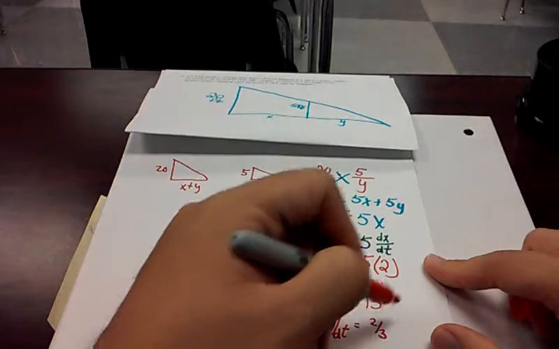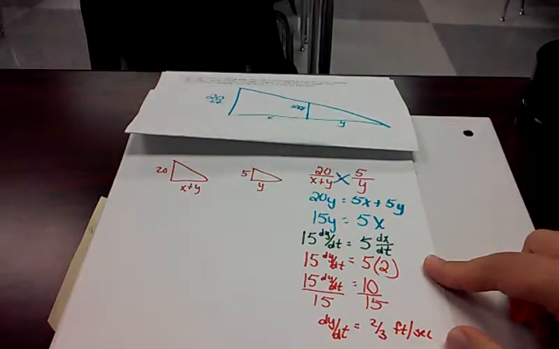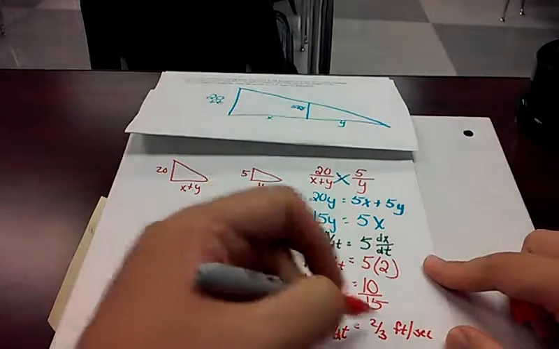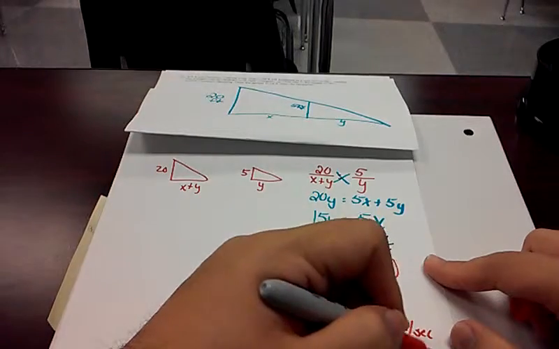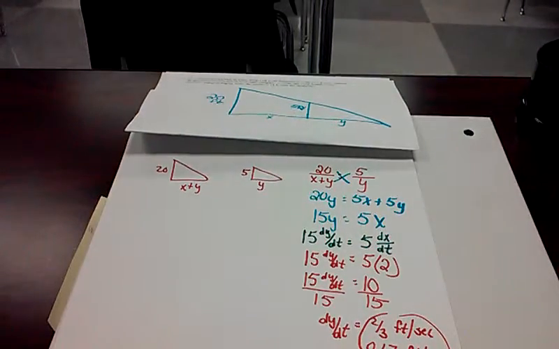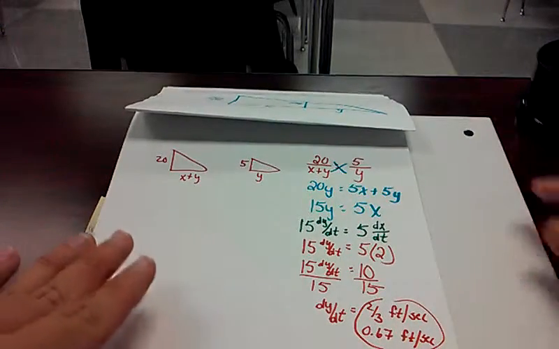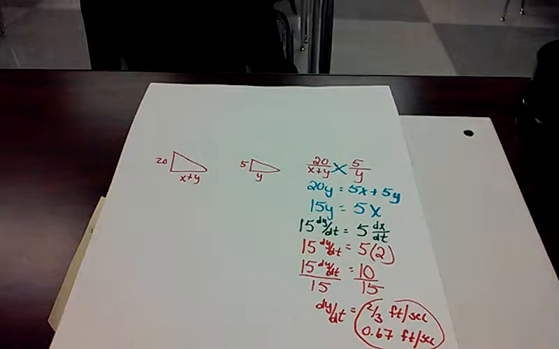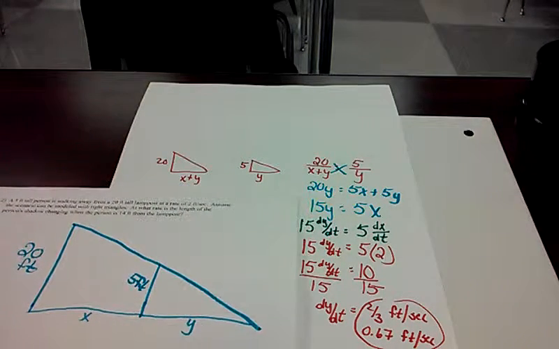So it would be 2/3 feet per second, or if you wanted to write it as a decimal, 2 divided by 3, that would be 0.67 feet per second. So in other words, their shadow is increasing at a rate of 2/3 feet per second, or 0.67 feet per second, whichever way you want to look at that.